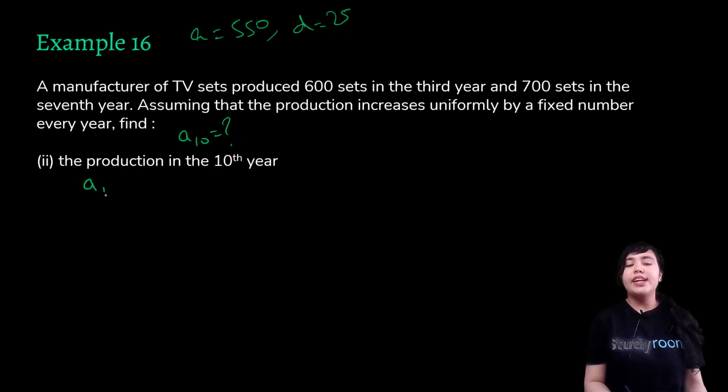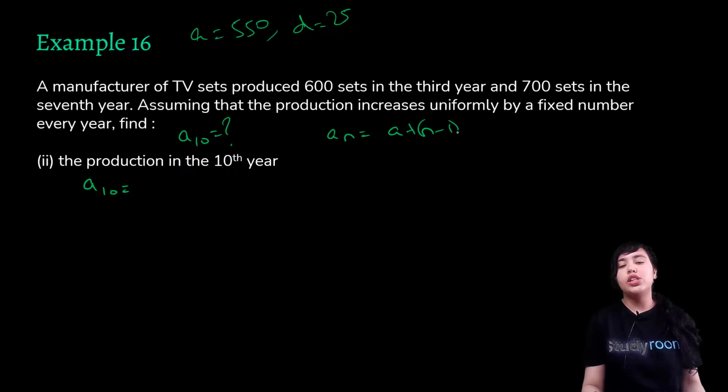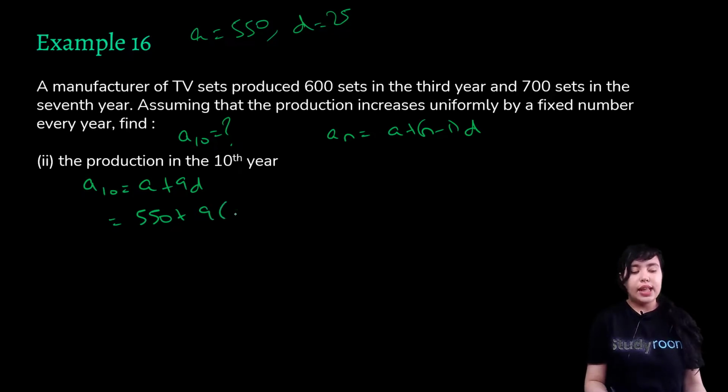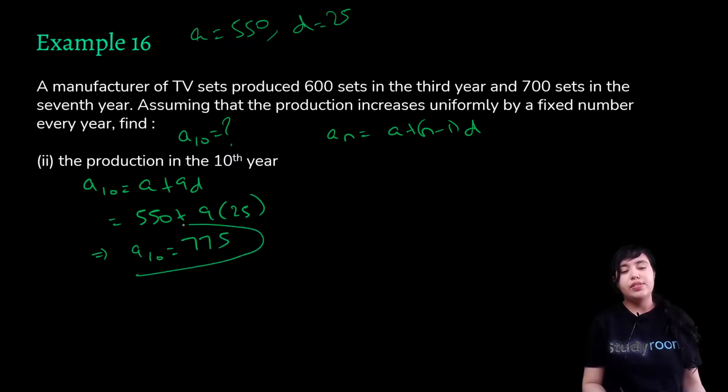So how do you get A10? Again, you can make use of the formula An is equal to A plus (n minus 1) into D. So this becomes A plus 9D. A is given to you as 550 plus 9 into D, which is 25. And when you solve this, you will get A10 as 775 TV sets. So these many TV sets are produced in the 10th year.